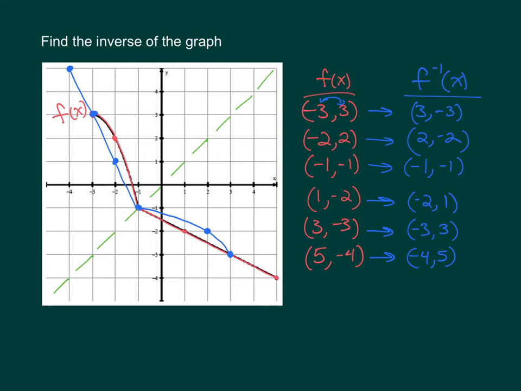So when you look along this line, maybe tilt your head a little bit to the right so that this line looks like it's vertical. The blue graph and the red graph will look like mirror images of each other. That's how you know you have drawn the inverse of a graph correctly.